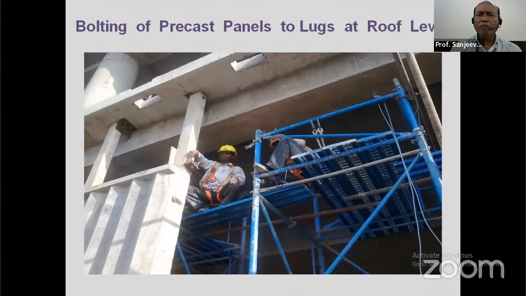So, bolting of precast. This is now the precast wall panel that has been constructed, it has been cast, it has been cured, it has been repaired, it has been shifted, it has been transported to the site. So this is the actual site of the Mumbai International Airport project, where I handled this work as a construction manager. And this is how the work is in progress, where the precast wall panel is being erected and it is fixed to the lugs on the ceiling.